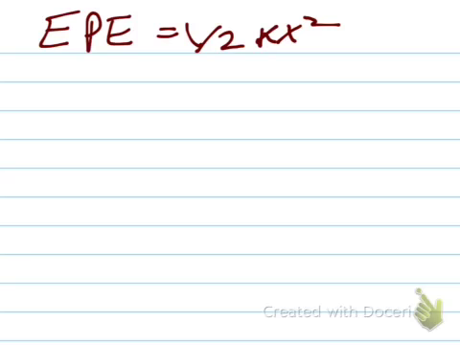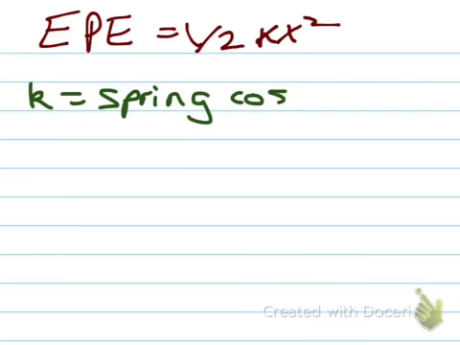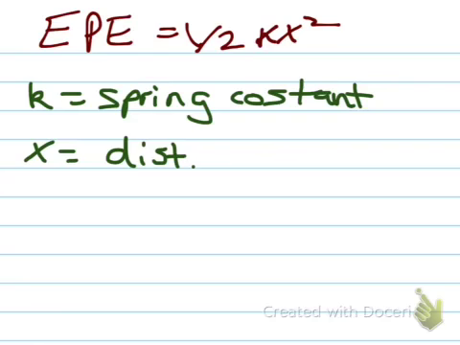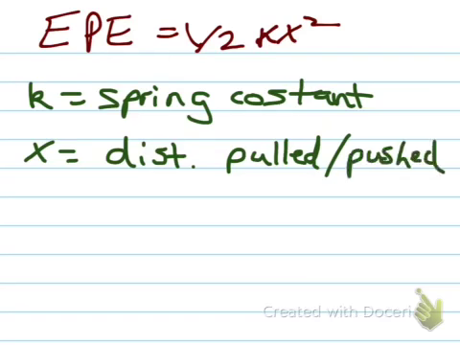The k is the spring constant, and the spring constant is just a constant that tells you basically how strong the spring is. All right, and then x is the distance that you pulled that spring or pushed the spring in. So if it's a compression spring, you would push it in. If it's a rubber band, obviously you'd have to pull it. And that's the distance from normal, the distance from where it would be if it was just sitting still.